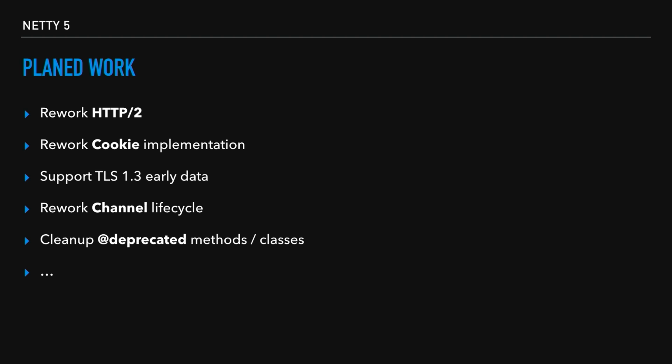Planned work: rework HTTP2 a little bit, rework our cookie stuff because there are changes that we would like to do. We want to support TLS 1.3 early data, so we already support TLS 1.3. Even if you use Java 8 and you use our stuff, and we also have a native implementation of SSL using JNI because we love the pain, you get TLS 1.3 for free. You should do it. It's pretty cool, actually. We want to rework the channel lifecycles and just clean up in general, right?